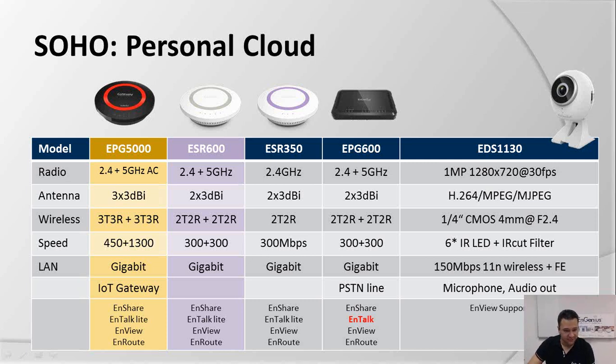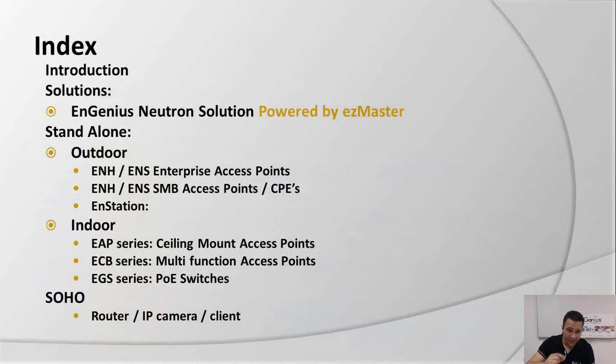So, let's summarize it here. Maybe I'll just go back to the first slide in the beginning. So today we have talked about an EnGenius Neutron solution powered by ezMaster. That's our solution where we have our switches, access points, and the software ezMaster on top of it. We have talked about the standalone outdoor and indoor series, and we have talked about the Soho. So, finalizing this presentation here.